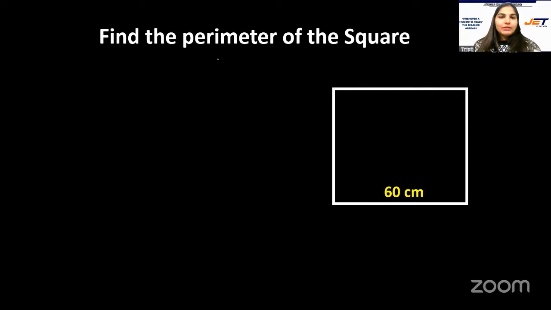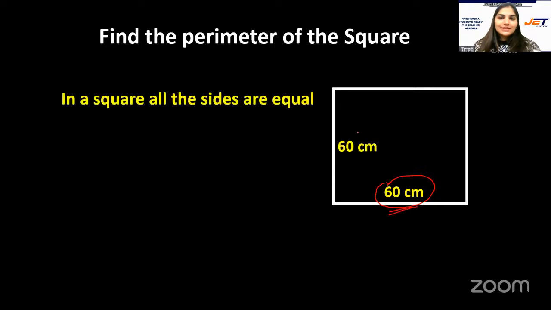Next, you have to find the perimeter of a square whose side is 60 centimeters. Actually, all the sides of a square are equal. So this is given as 60 centimeters. That means all the sides are 60 centimeters, as you can see. Find the perimeter of the square.